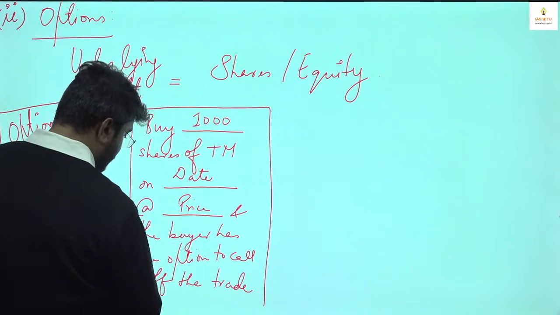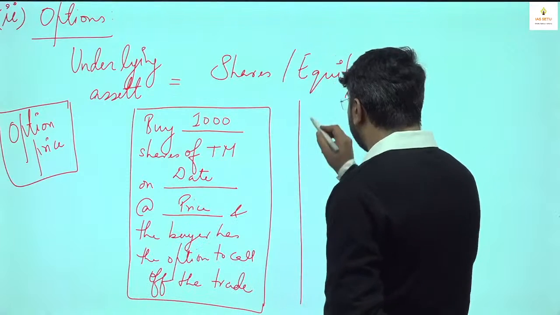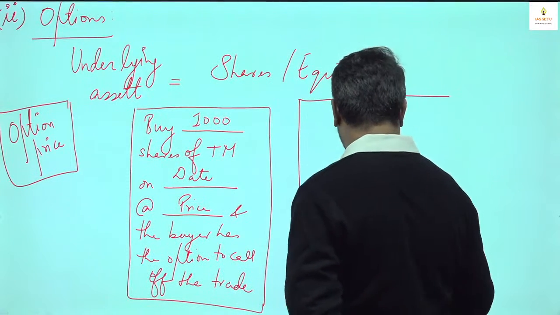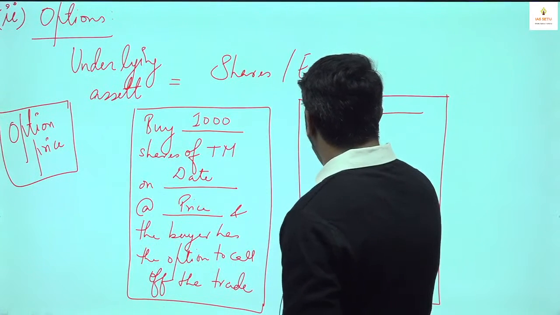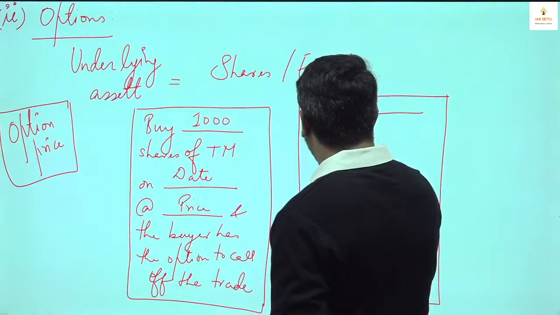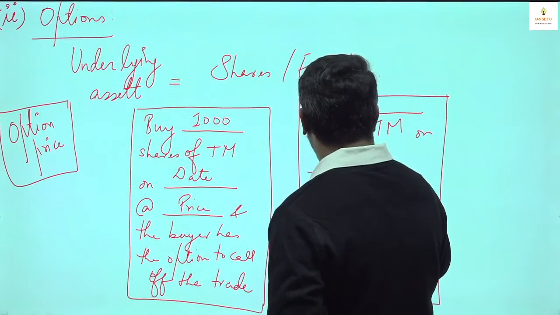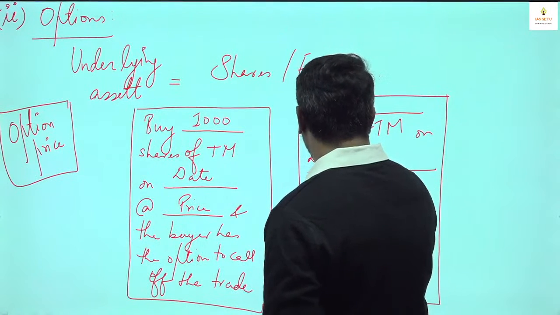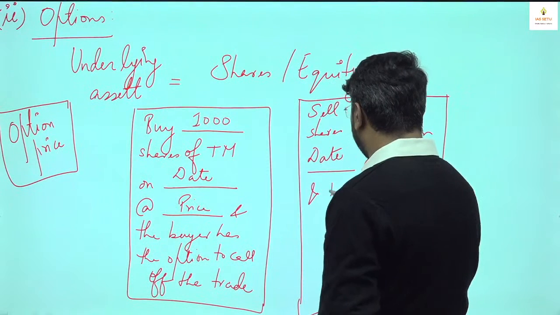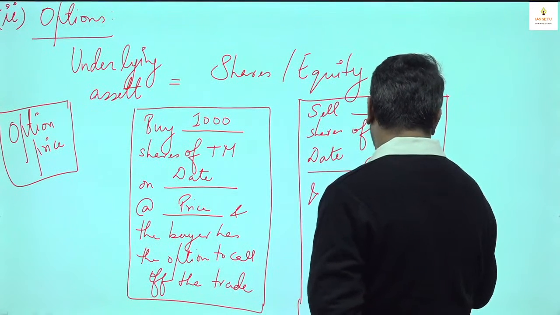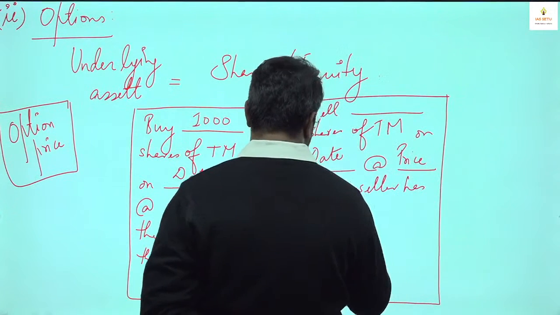To call off the trade. Similarly, for my sell option, I can simply say sell these many shares of Tata Motors on this particular date at this particular price, right? And the seller has the option.